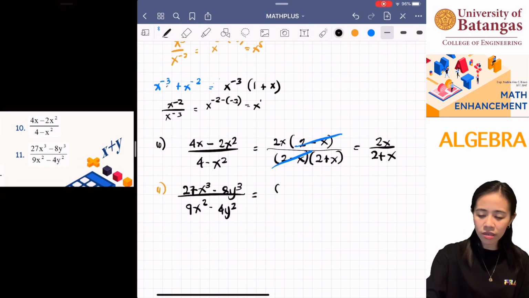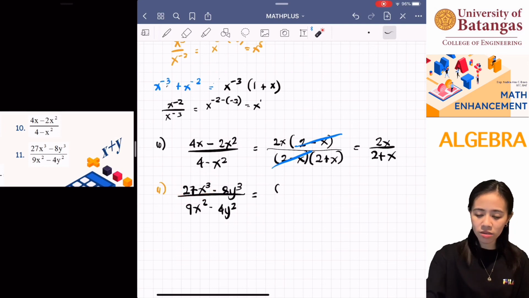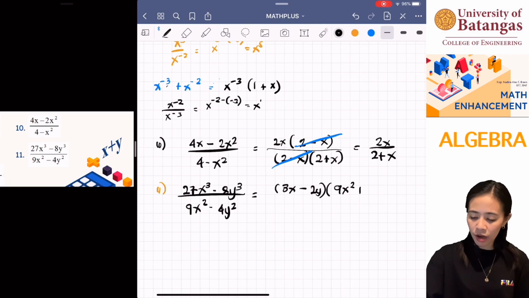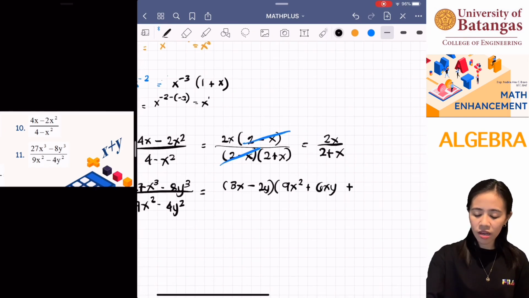So, that would be taking the cube root of this. So, that would be 3x, di ba? Minus, copy the same sign. Cube root ng second term. So, that's 2y. Okay? And then, multiplying this binomial by, dito na tayo titingin. Square nito, product nitong dalawa, square nito. So, that will lead us to 9x squared. Pag ito ay minus, plus yung second term. Plus, product nilang dalawa. So, that's 6xy. Plus, kasi negative 2y times negative 2y. So, you get positive 4y squared.